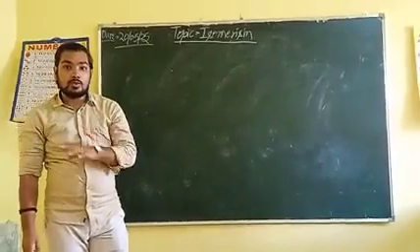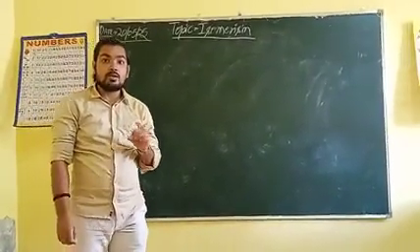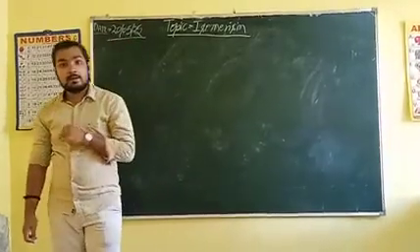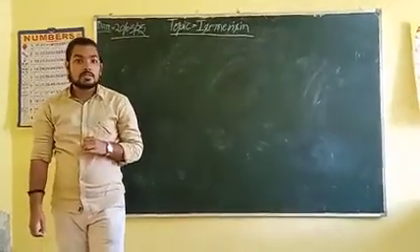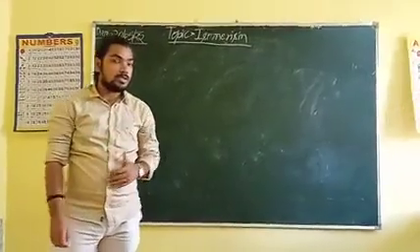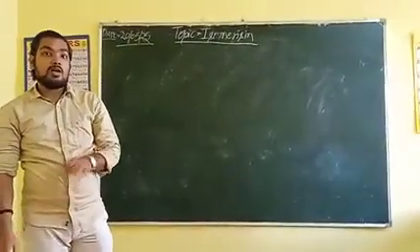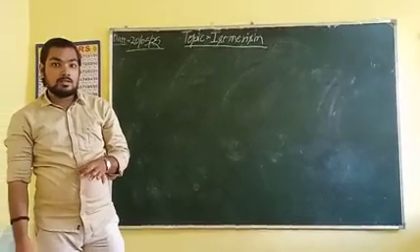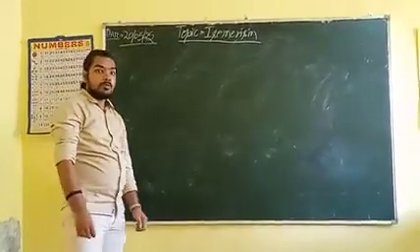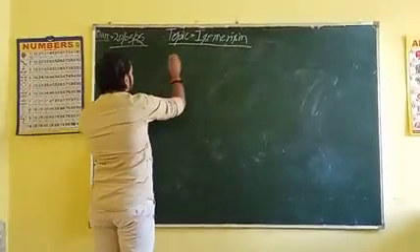Isomerism is when two or more than two compounds possess the same molecular formula but different physical and chemical properties, they are called isomers, and this phenomenon is known as isomerism.